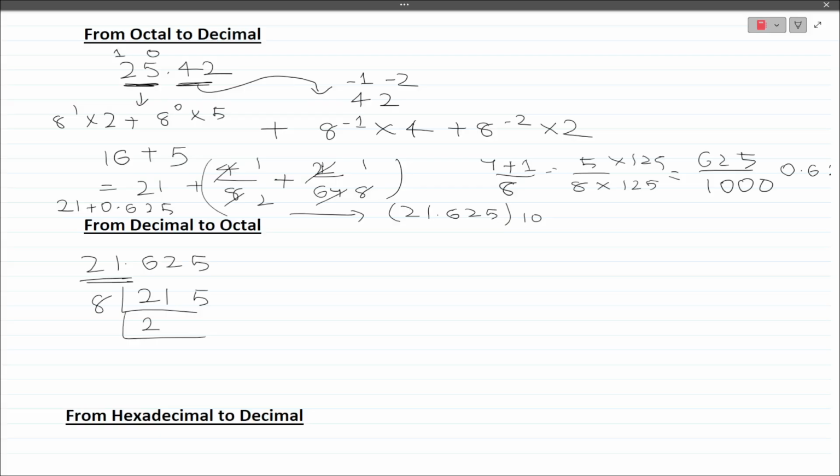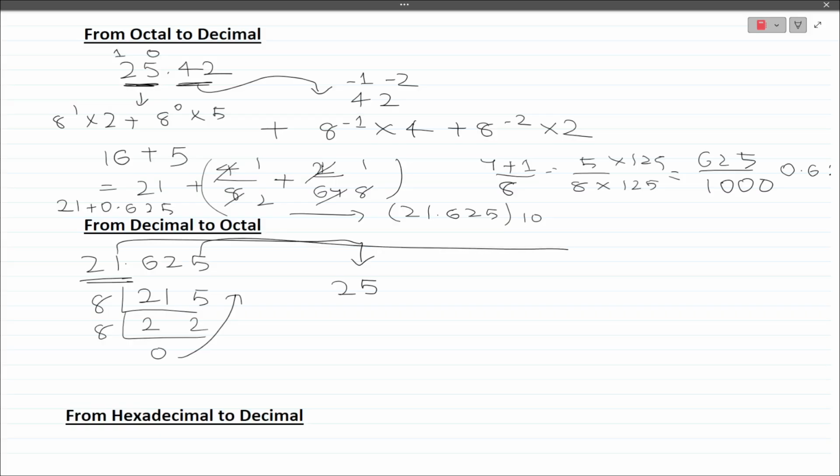Then 8 zeros are 0. Remainder is 2. So 25. My non-decimal part is already over. Remember students, every time you must observe, I am first solving the non-decimal part, then I am solving the decimal part, and I am doing this separately.